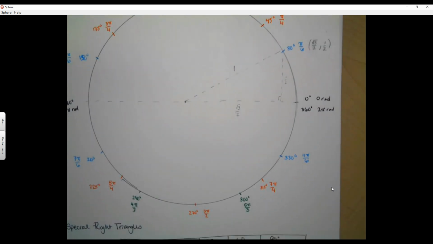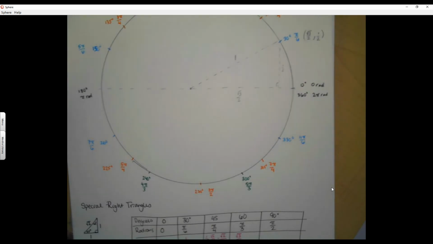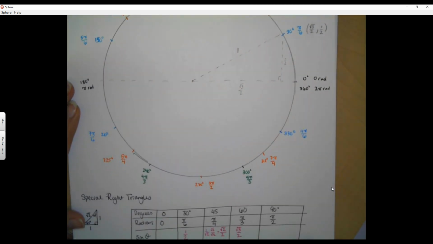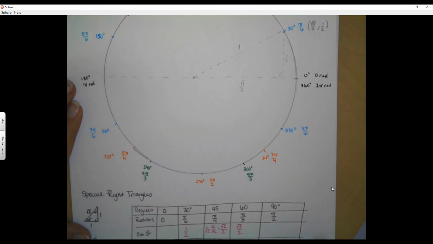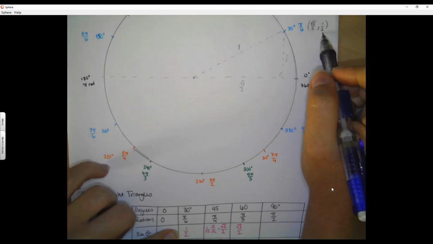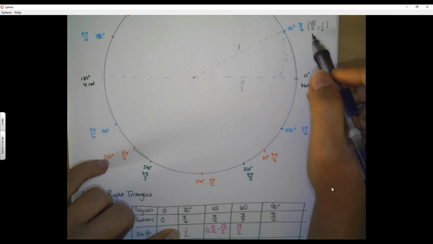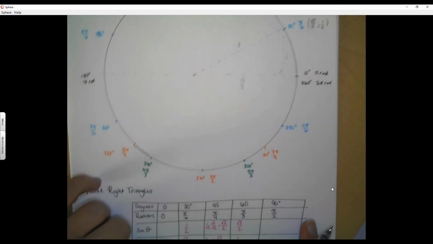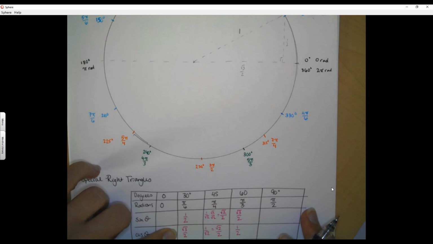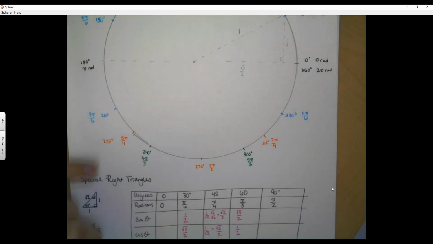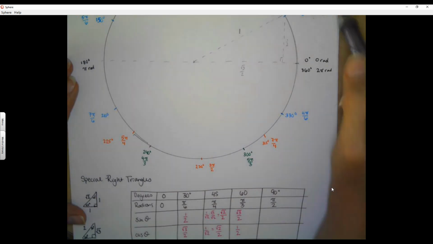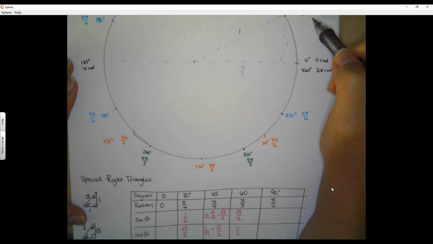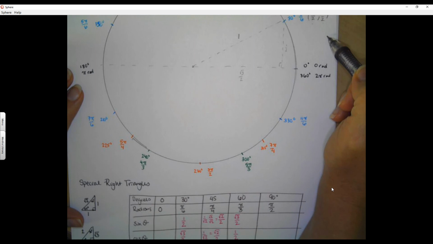And notice that my y coordinate at this spot is the same as the value of sine in my table. My x coordinate here, square root 3 over 2, is the same as my cosine value from my table. So even if we don't have one of our special triangles, we can figure out our sine and our cosines because our cosine is going to be the x coordinate and sine is going to be the y coordinate.